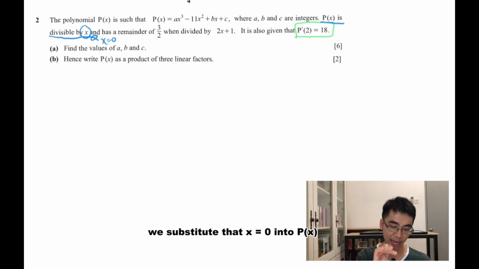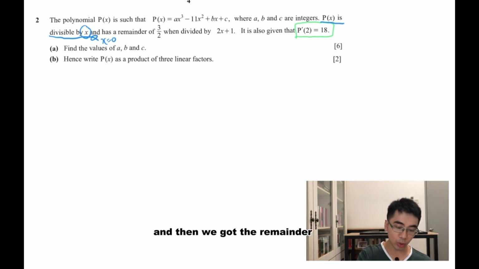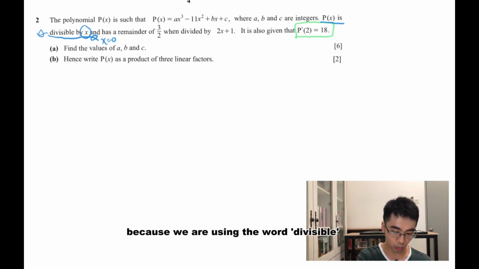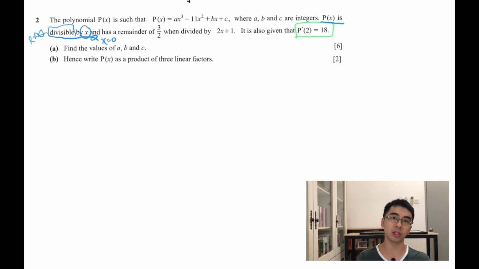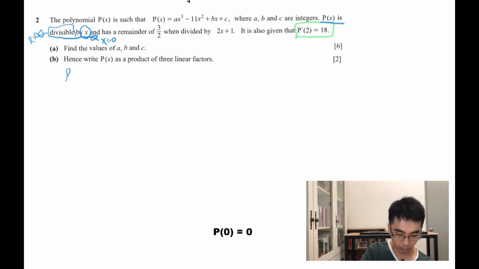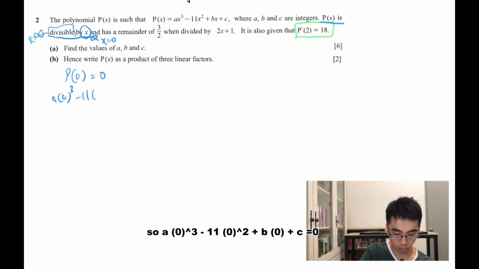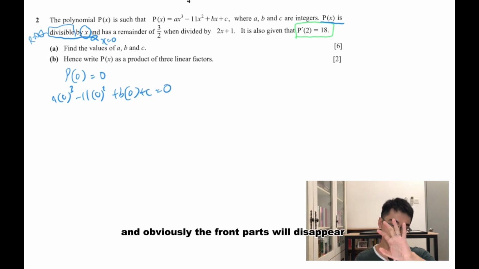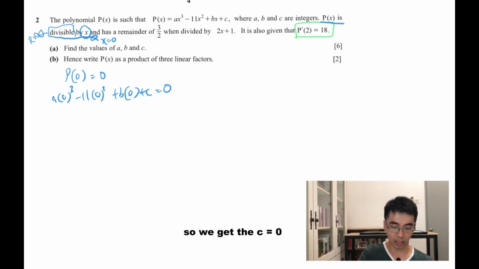We substitute x is 0 into p of x, and then we get the remainder, but this time the remainder should be 0 because we are using the word divisible. Divisible means the remainder is 0. So when we substitute x equal to 0, we get the remainder 0. So p of 0 will give you 0. So a times 0 to the power 3, minus 11 times 0 to the power 2, plus b times 0, plus c will be 0. Obviously, the front part will disappear. So c must be 0.